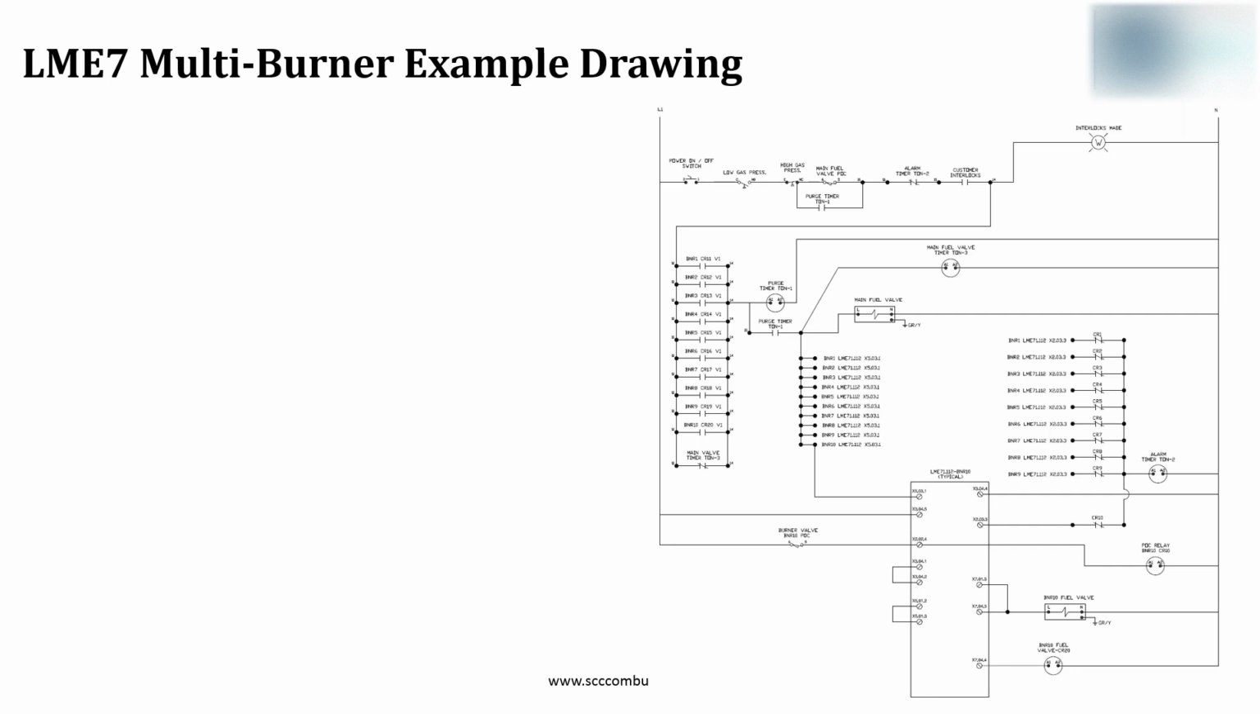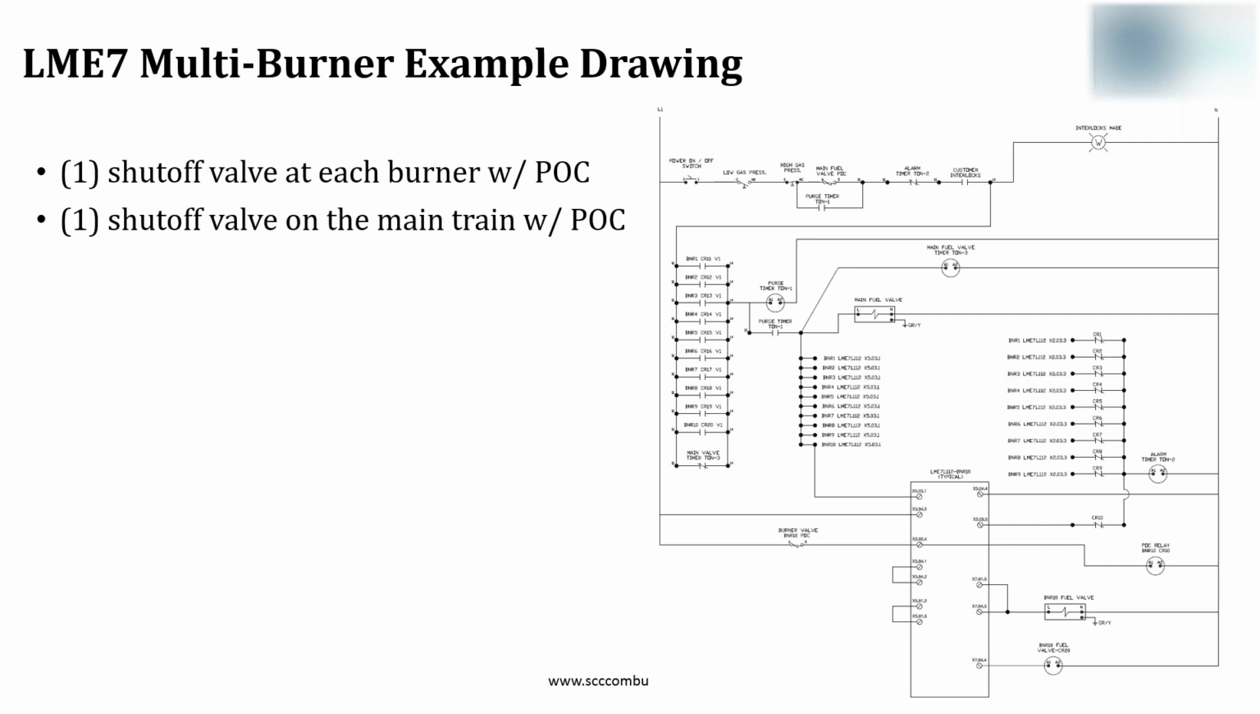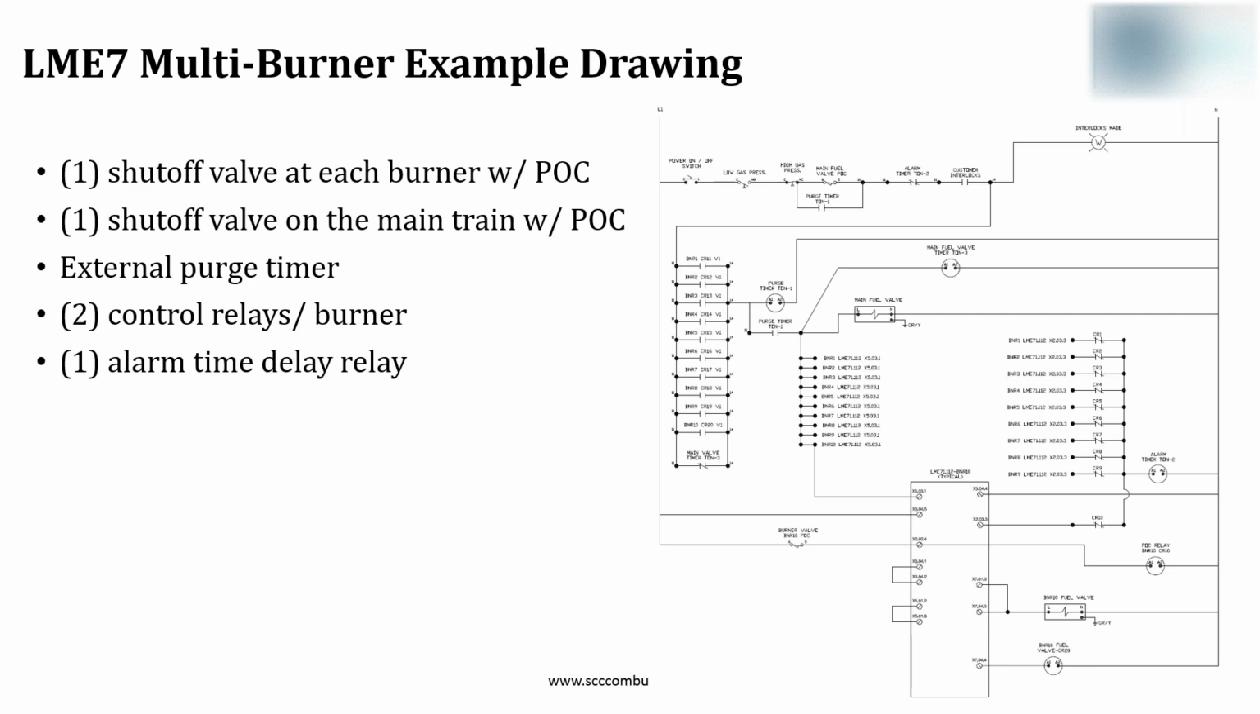In this example, we have 10 burners, one shutoff valve in each burner with proof of closure. This gives us the one down, one out scenario. One shutoff valve on the main gas train with proof of closure. One external purge timer. Two control relays per burner. One alarm time delay relay. And one main valve time delay relay.